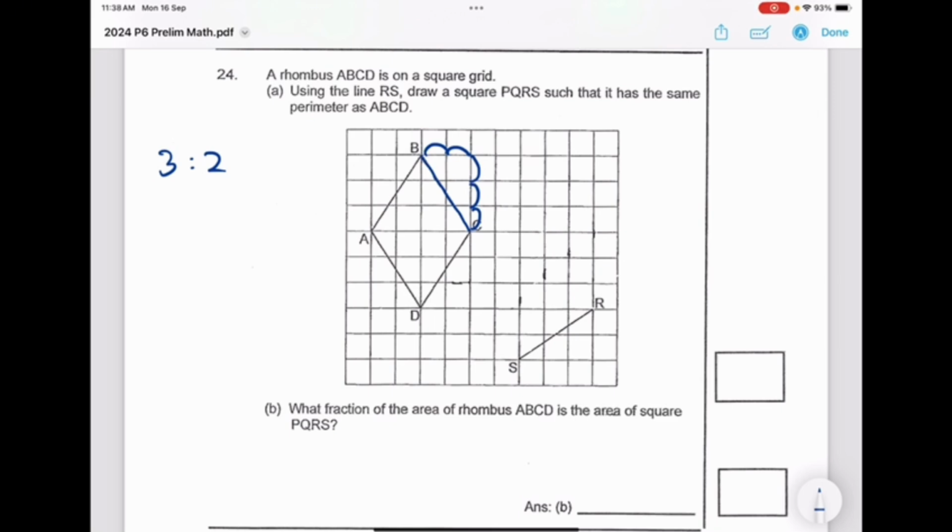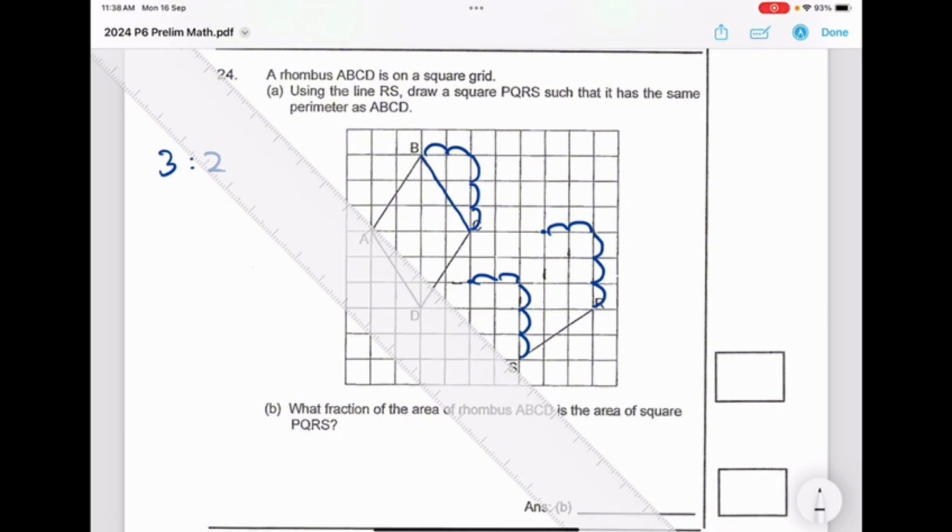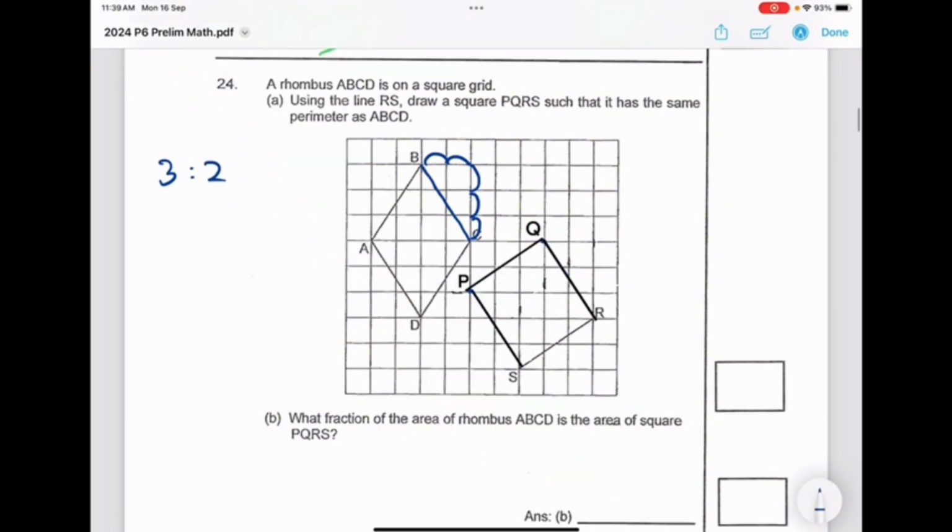Now looking at line RS, what I want to do is to form my square over here. So I want to apply the 3 and 2 bounces to find where my lines will be in my square. Starting from R, I have 1, 2, 3, 1, 2. So one point of my square will be here. Let's look at S right now. I have 1, 2, 3, 1, 2. And I know that the other point will be here. Now if I just connect the dots to form my square, you realize that I will have a perfect square. And this would be my square PQRS.